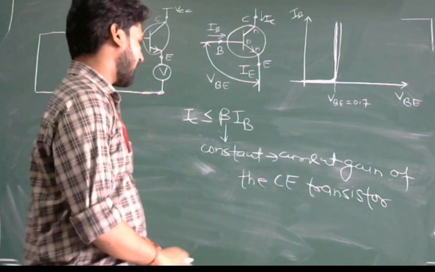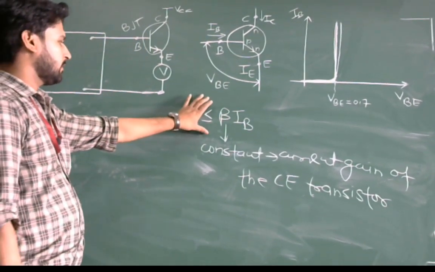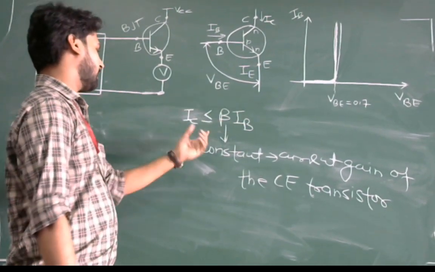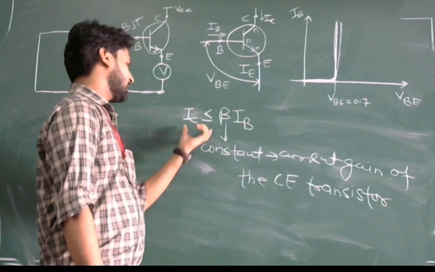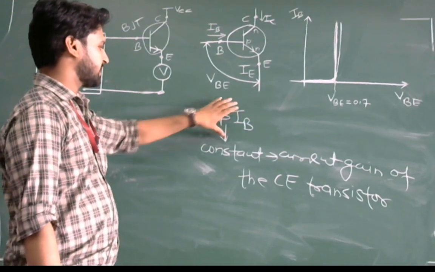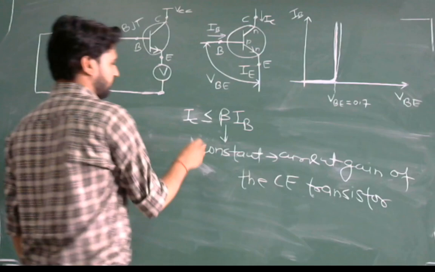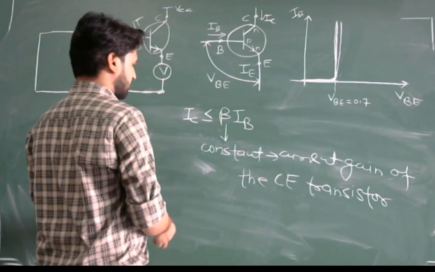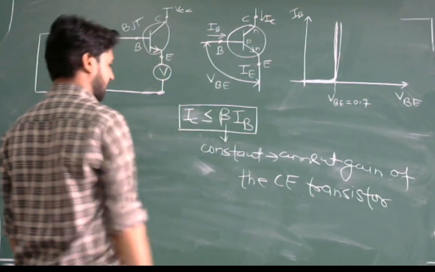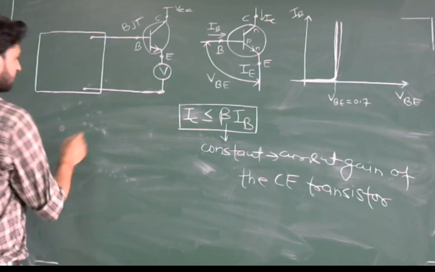So the maximum value of IC may become equal to some constant times the base current, or in some cases it will be less than beta times the base current. So the maximum value of IC is beta into IB, and this is an important relation to calculate the values of collector and base currents. Remember this.